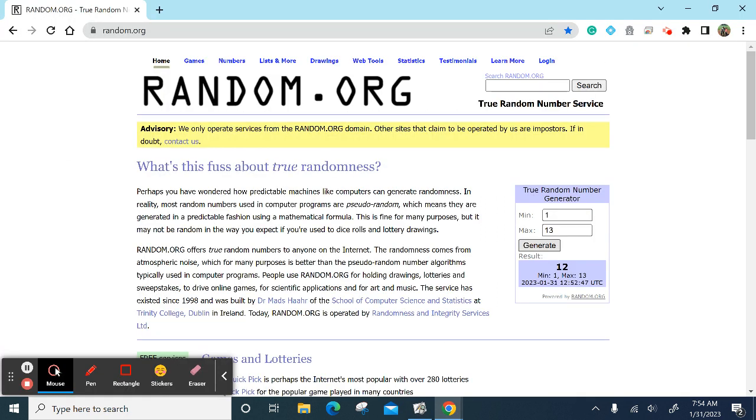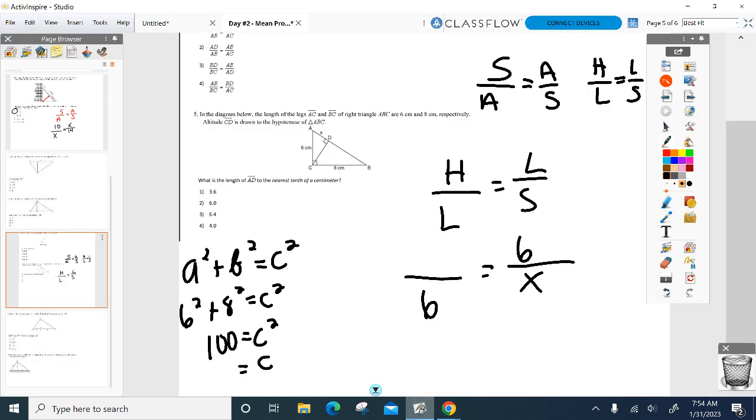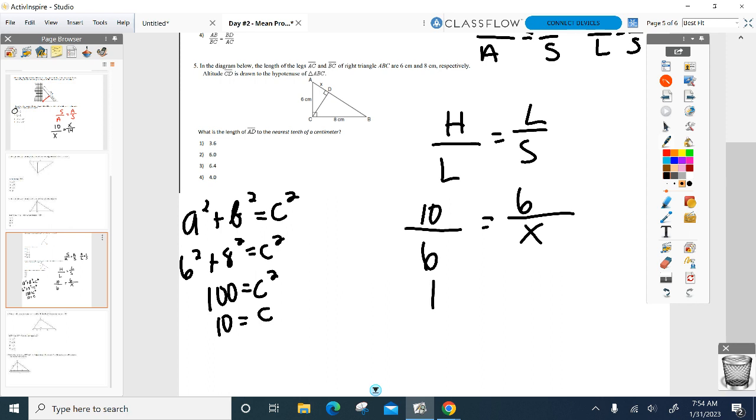And when you have C, let me know what the value is. 10, yep. So there it is. These are all right triangles. Use Pythag if you need to. If you can use Pythag, use it. All right, and then from here, I think we're good now. 10x equals 36. Divide both sides by 10. X equals 3.6.